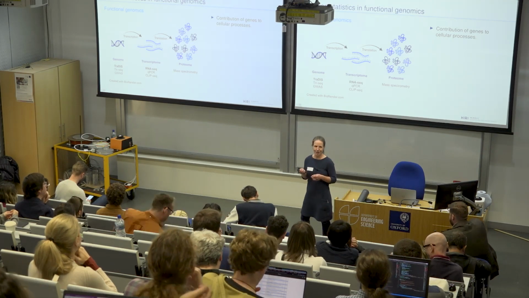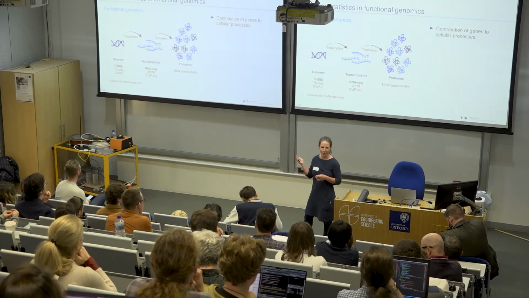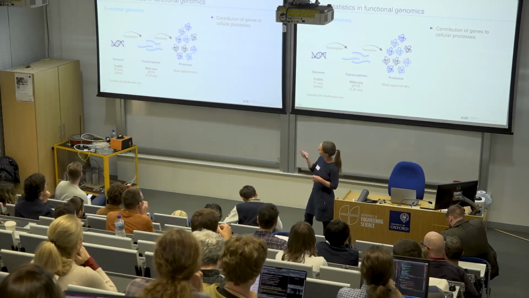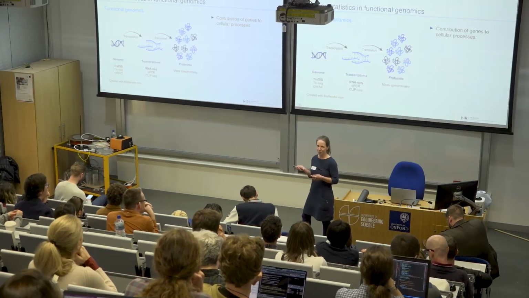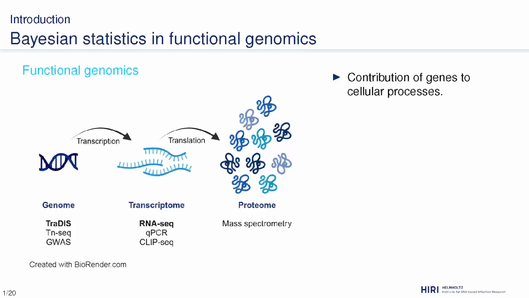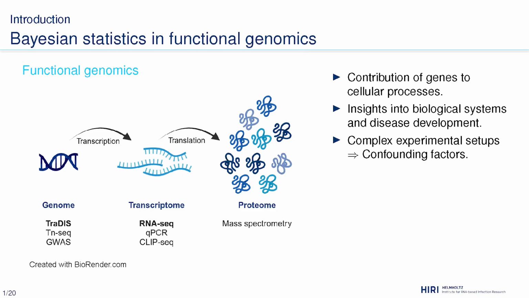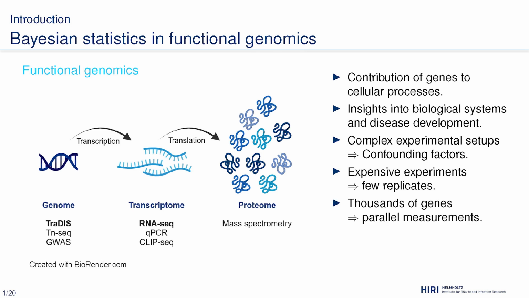So usually I give an introduction to Bayesian statistics when I talk about this project, but I guess today I should rather give an introduction to functional genomics. So functional genomics measures the contribution of genes to cellular processes. It provides insights into biological systems and disease development. The experiments are very complex and have a lot of confounding factors, and they're also expensive, so you usually have few replicates. But you have thousands of genes, so a lot of parallel measurements, which makes it really a very good field to apply hierarchical Bayesian models.